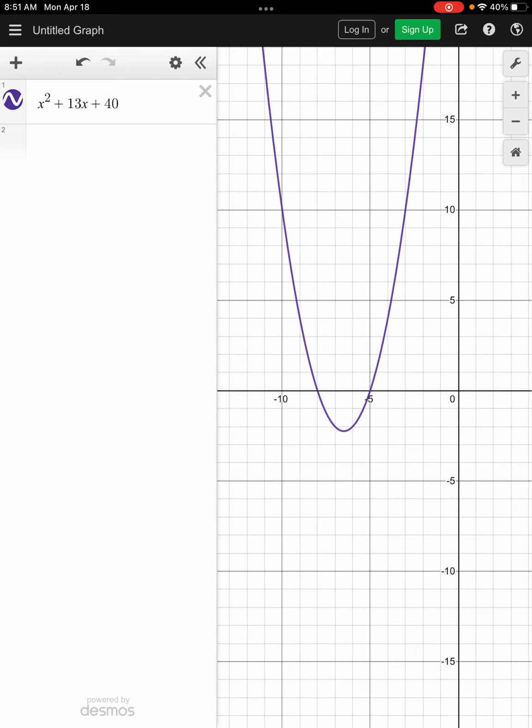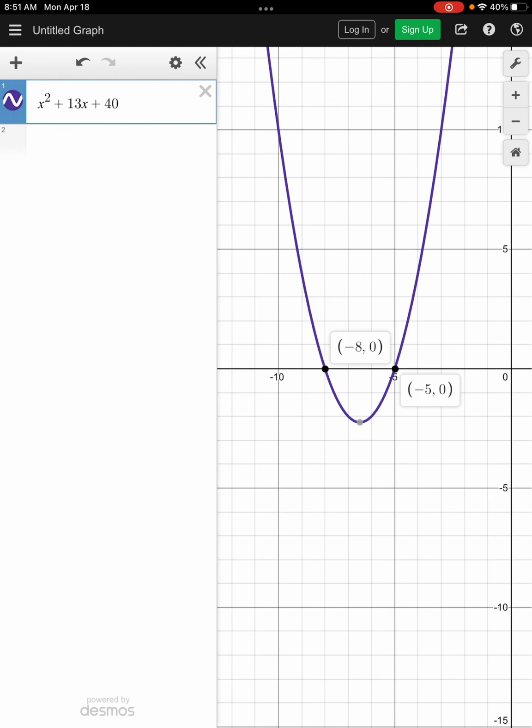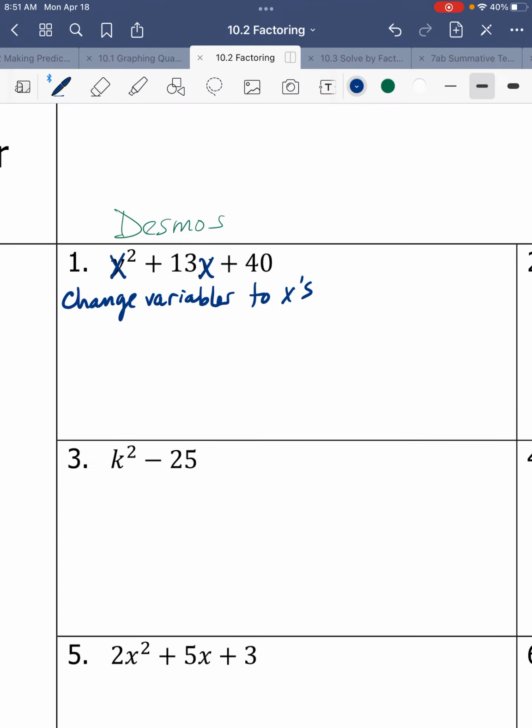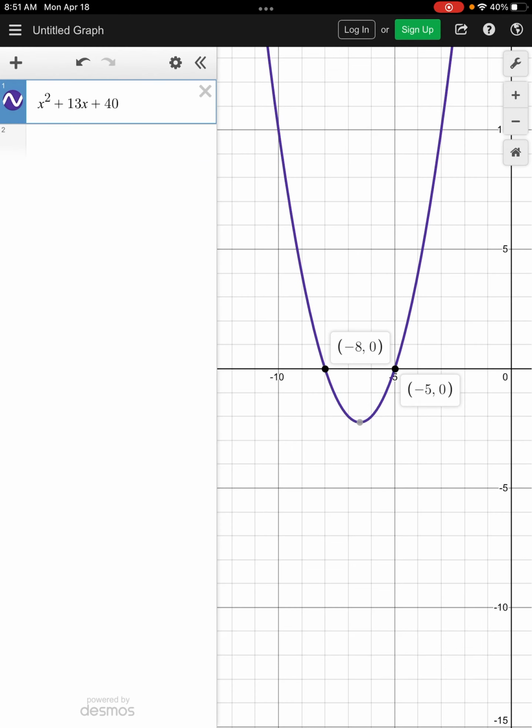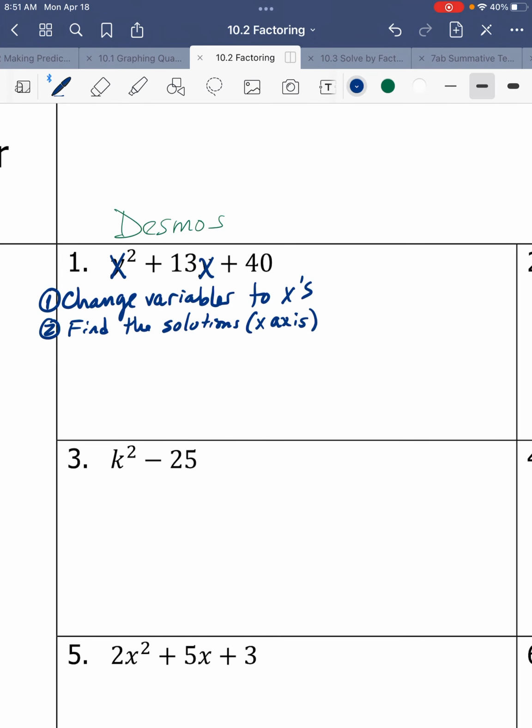So replace them with x, and what we're looking for is your solutions. We're just looking for solutions here. So negative 8, negative 5. Solutions are on the x-axis. So first change the variables to x's. Second, find the solutions. On the x-axis, the solutions were at negative 8 and negative 5. So x is going to equal negative 8. X is going to equal negative 5.